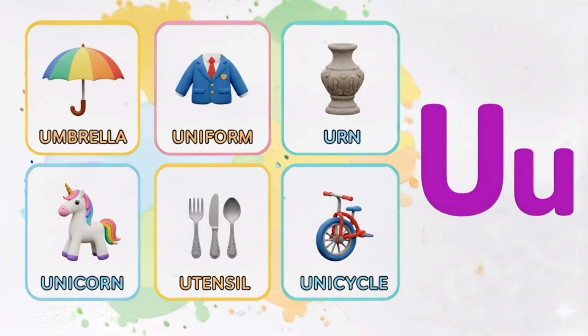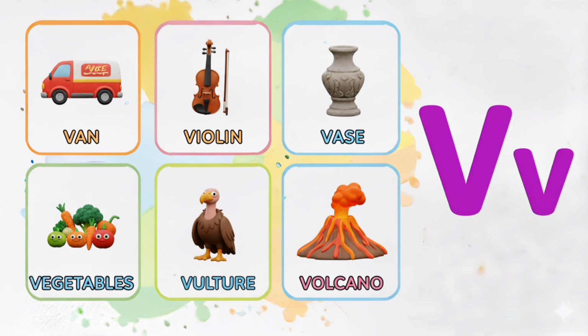umbrella, U for uniform, U for unicorn, U for utensil, U for unicycle. V for van. V for violin.